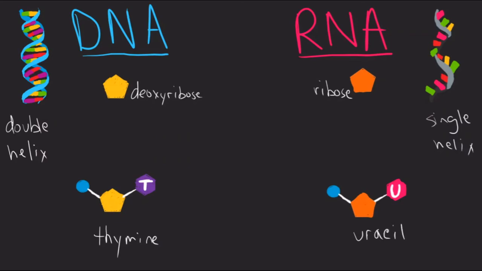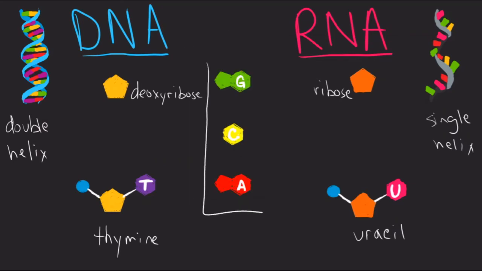So if you can remember these three kind of things about them. DNA is a double helix, RNA is a single helix. DNA has deoxyribose, RNA has ribose. DNA has thymine, RNA has uracil. Those are the major differences that we have here that we're going to look at. Now, they do have some things in common. All right, if we look at these three nitrogenous bases, they actually have these in common.